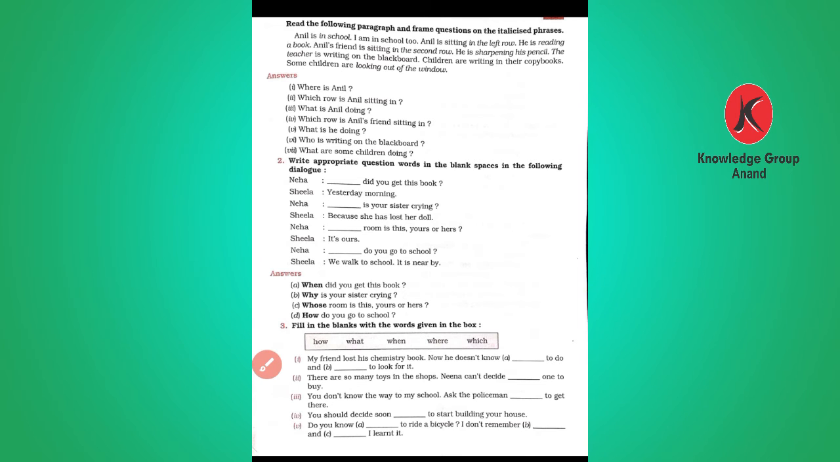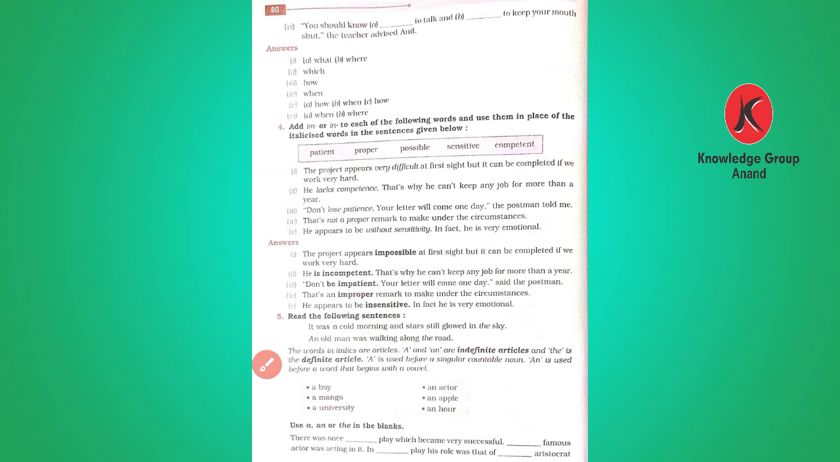Okay, when and how I learned it. Number 5 is, you should know when to talk and where to keep your mouth shut. The teacher advised Anil. Okay, so dear students, answers of the number 3 fill in the blanks are given. Here you can go through it.